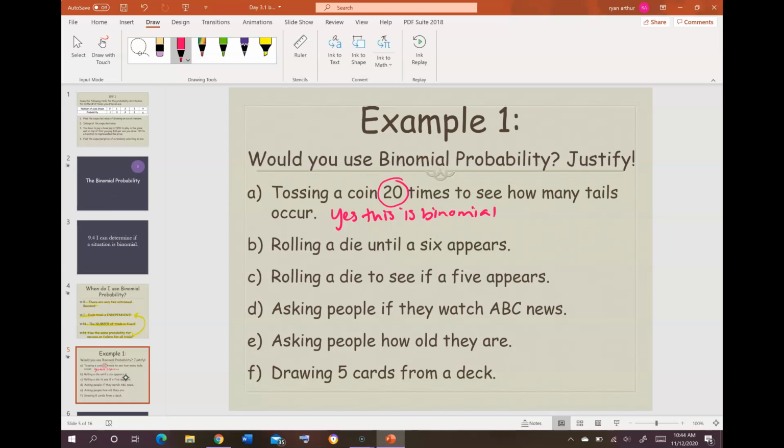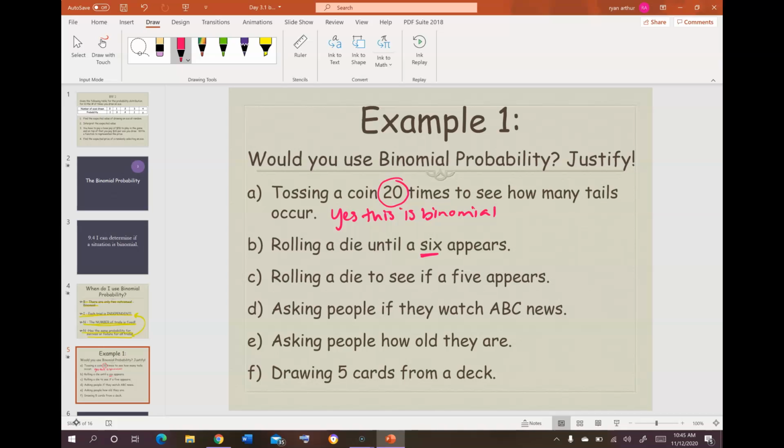Okay, next one, rolling a die until a 6 appears. All right, so what are my outcomes here? Well, I want a 6, right? So I'm either going to get a 6 or I'm not going to get a 6. So there's 2 outcomes, okay? Now, each trial is independent. Yeah, when you roll a die, what you roll first doesn't determine what you're going to roll second. So it's independent.